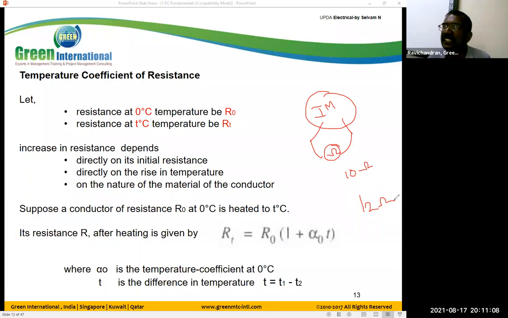So the resistance value increases, which means if the temperature increases, resistance increases. That is the concept we keep in mind. To understand how much it increases and in what way it increases, we need to remember the formula.